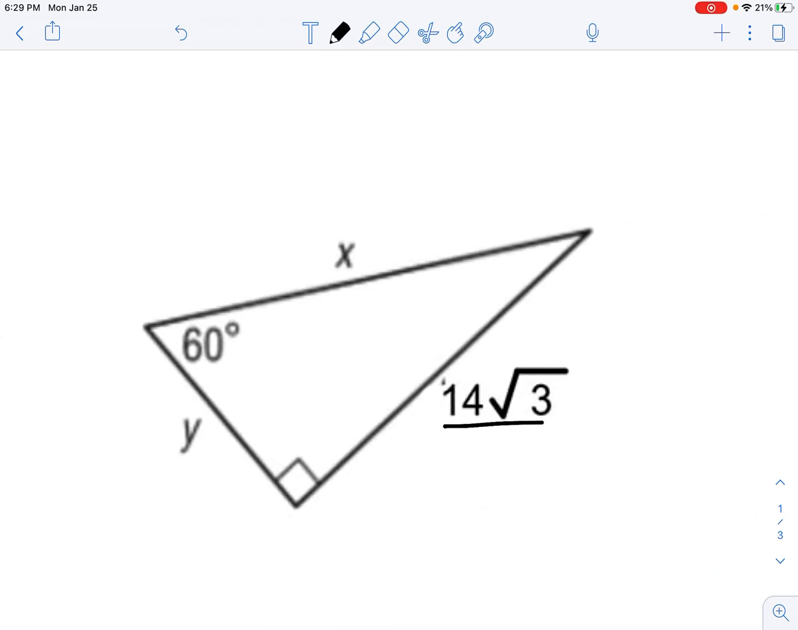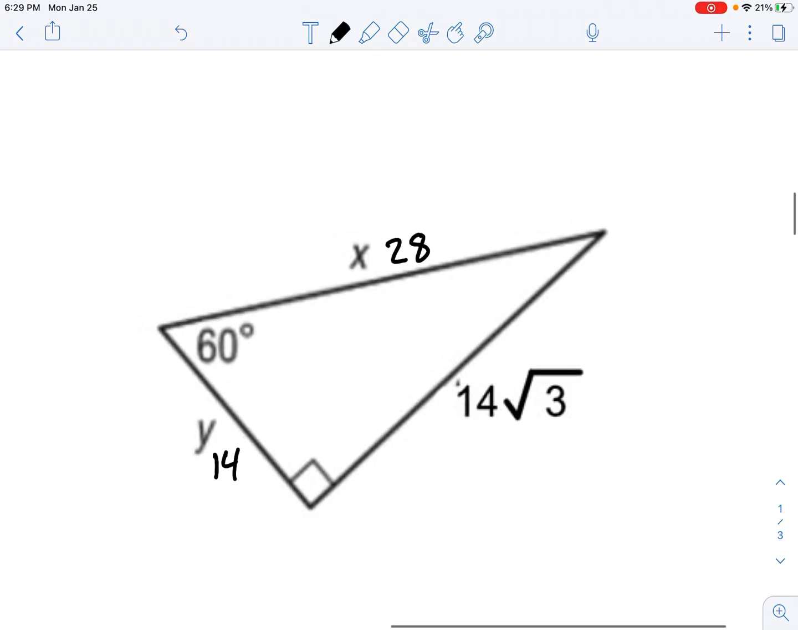Over here, I know my longer leg is my short leg times the square root of 3. Since there's already a square root of 3 here, we can basically just get rid of that and say my short leg is just a regular 14. If that's 14, then this would be 28. And we're done with that one.